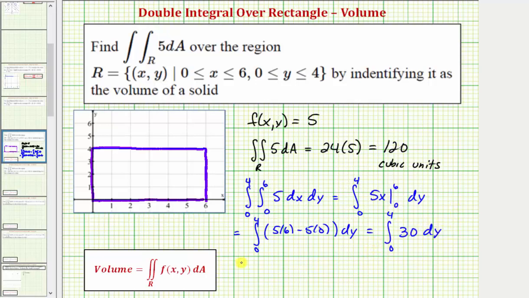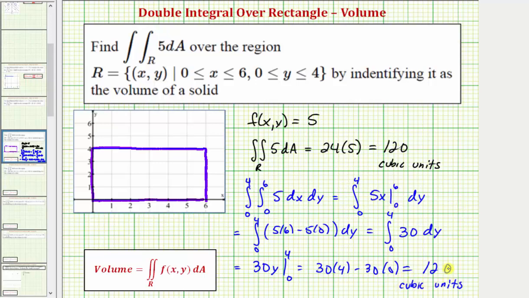And now we integrate with respect to y, so we have 30y, which would give us 30 times 4 minus 30 times 0, which again equals 120. Again, this would be cubic units.